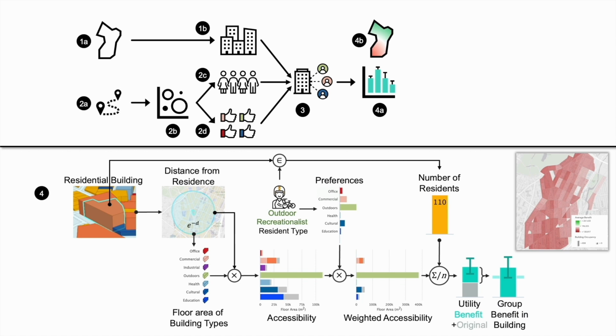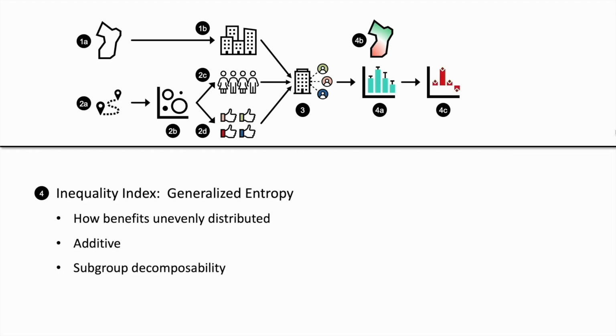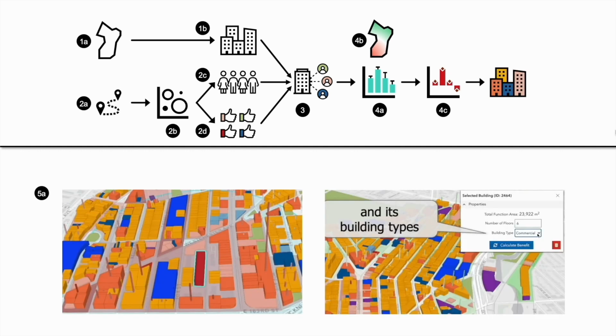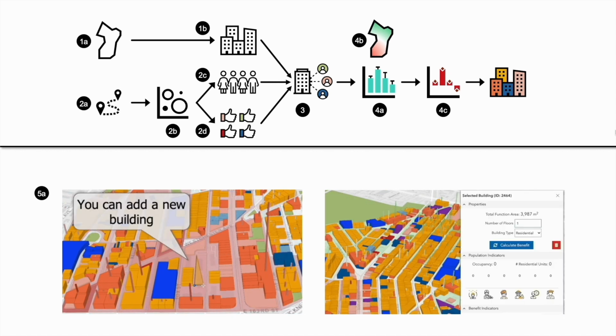Users can view which resident types had unfair benefits or where the benefits were unfairly located. We use generalized entropy to measure how benefits are unevenly distributed. This metric is additive and can be decomposed into between-group and within-group inequality. So far, users are able to perceive inequality and identify causes. Let's see how to mitigate inequality.